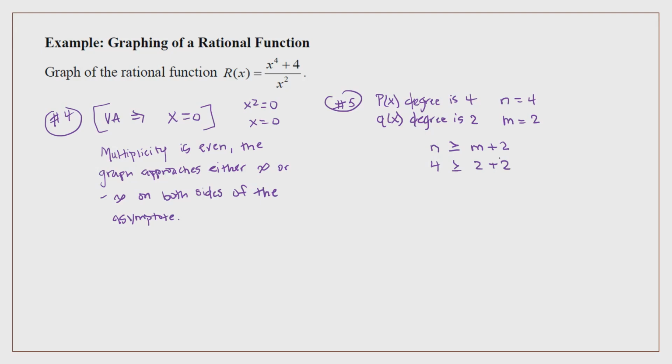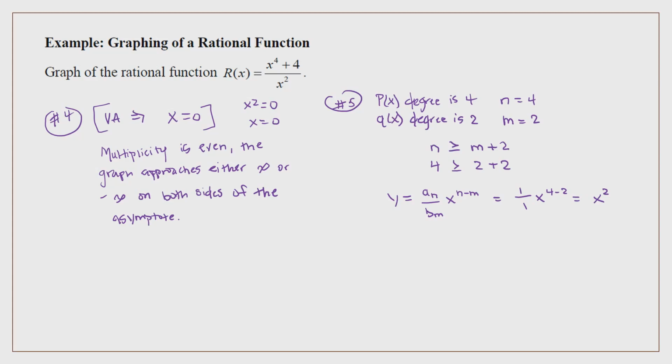Okay. Now when we have this expression, we know that our asymptote is going to be the ratio of the leading coefficients of our numerator and denominator times x to the power n minus m. Okay, so if we substitute in our values, we would have 1 divided by 1 times x to the power 4 minus 2, which gets us x squared.